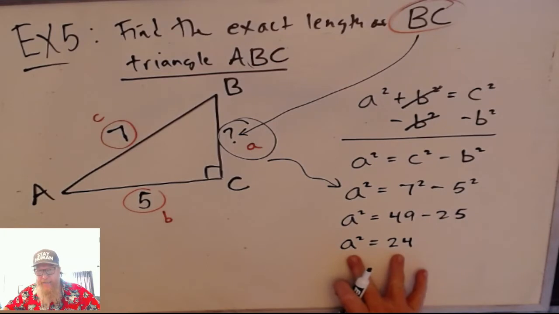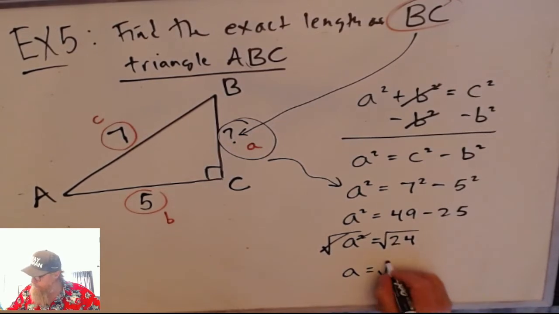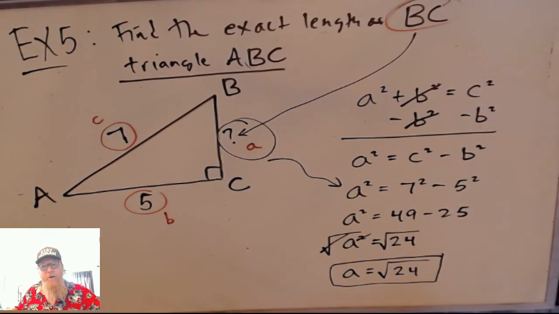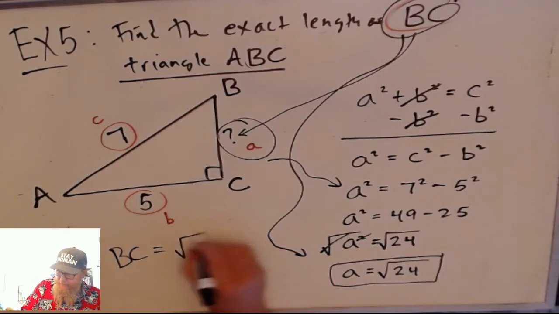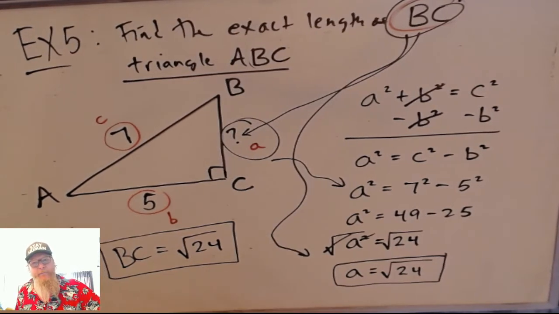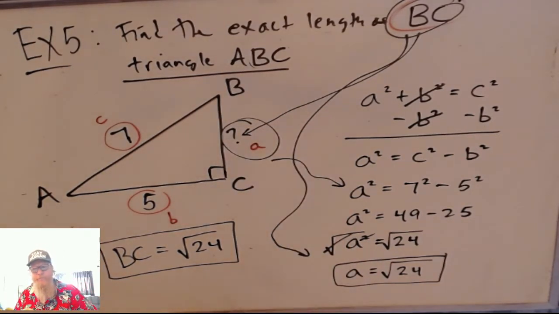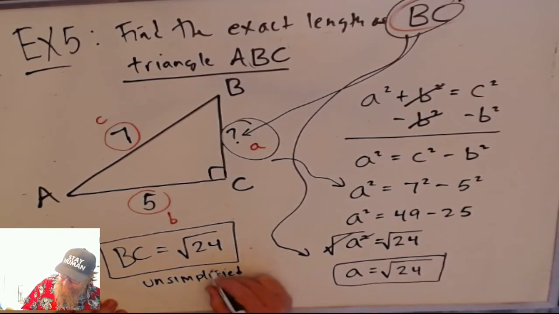Now that's not A, that's A squared. I'm going to take the square root, cancel out the square, and don't actually do it. The exact length is the square root of 24. And of course, that represents BC. All right, so again, the letter A is only temporary. It represents this side BC. Now, this is what we call unsimplified exact.